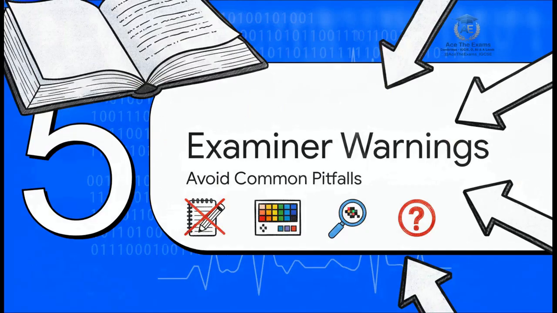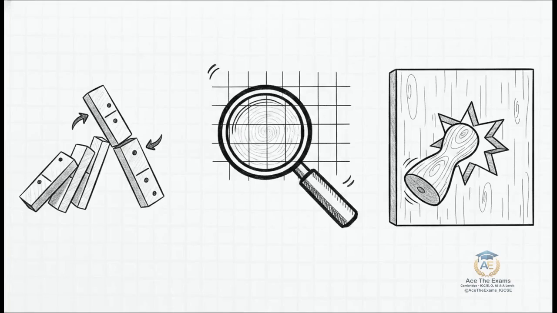Section 5, Top 3 Examiner Warnings. Avoid these common pitfalls. We are going behind the curtain now to look at the final system. If you want to guarantee top marks, you decode command words, you use PEL, and you manage your time. But looking directly at the historical principal examiner reports, we see 3 brutal traps where students consistently lose the most marks. Number 1, confusing cause and effect.